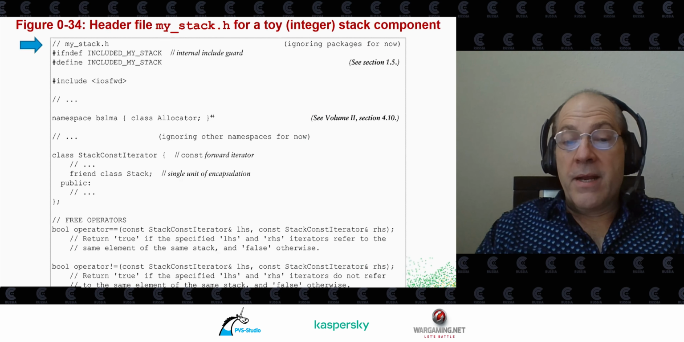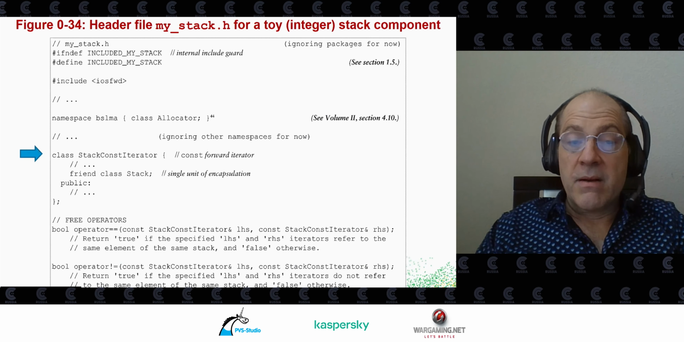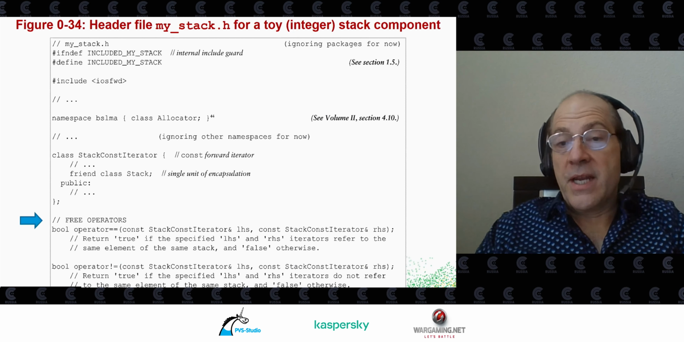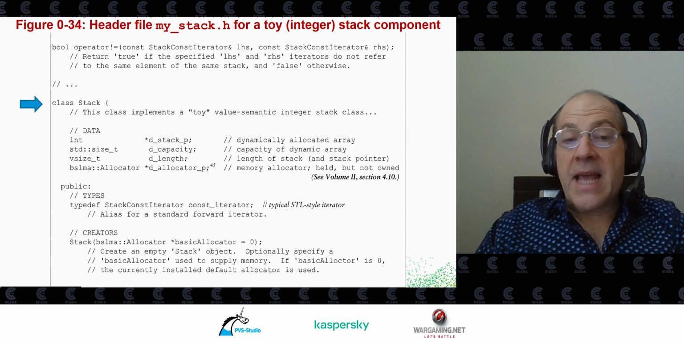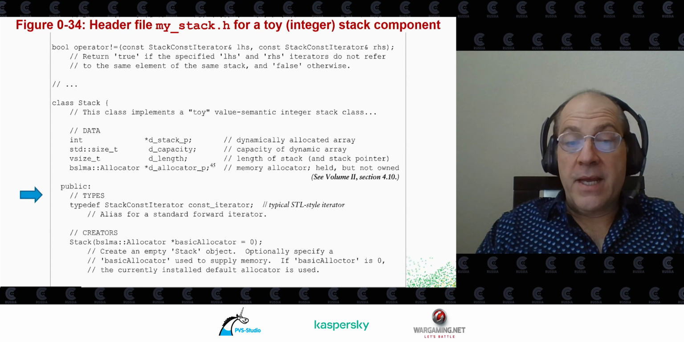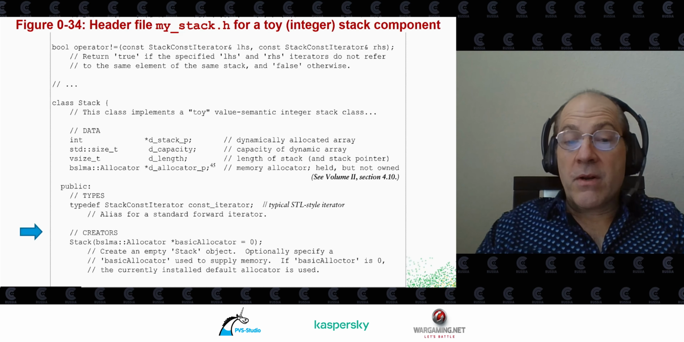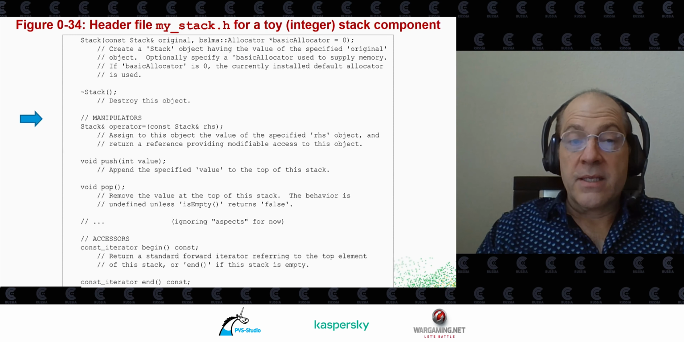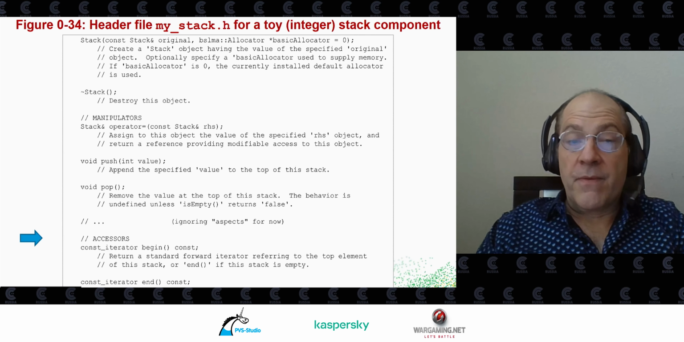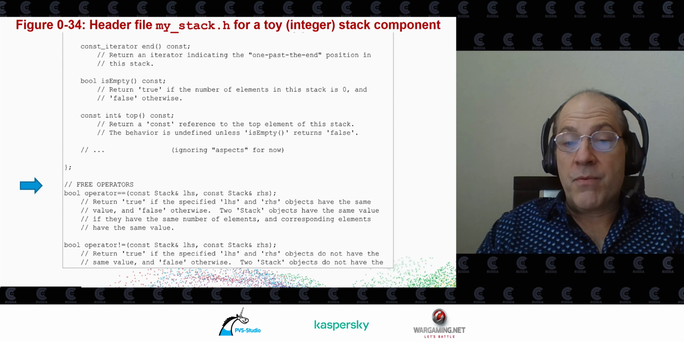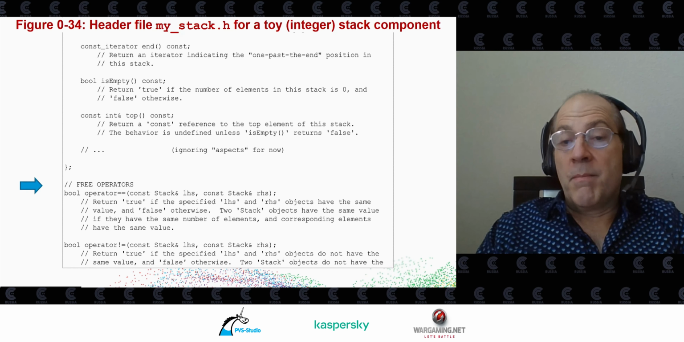So this is an example of a component. I don't expect you to read the code. This is just a tour. At the top, we have the name of the component. We have the include guards. We have a class iterator that will be used in the container that we're about to talk about. This is a stack class. It's just an integer stack class. Here are the free operators for the supporting iterator. This is the actual stack class itself. Here's the private data. Here is a public type. Here are the creators, which are the constructors and destructor for the class. Here are the manipulators. These are the non-const member functions. The accessors are the const member functions. And then we have the free operators for the principal class. And this is what a typical small component looks like.